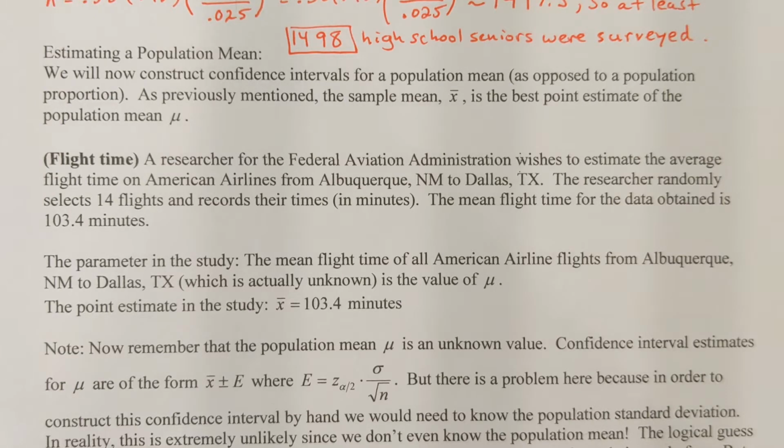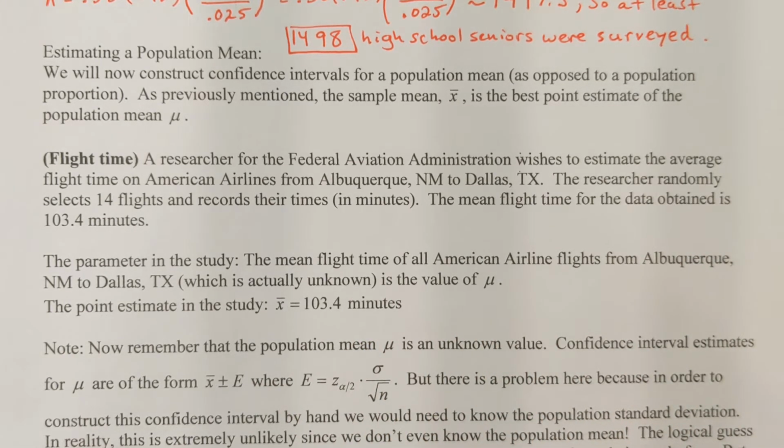Okay, suppose that we wanted to know the parameter and the point estimate in the study. The parameter would be the average time that it would take all American Airlines flights from Albuquerque, New Mexico to Dallas, Texas, which is something that we would never know since there's no way to track every single flight that has ever occurred from Albuquerque to Dallas. So we're not going to know the parameter, but the point estimate would be the sample mean from the 14 flights that were studied here. The average time with these 14 flights was 103.4 minutes.